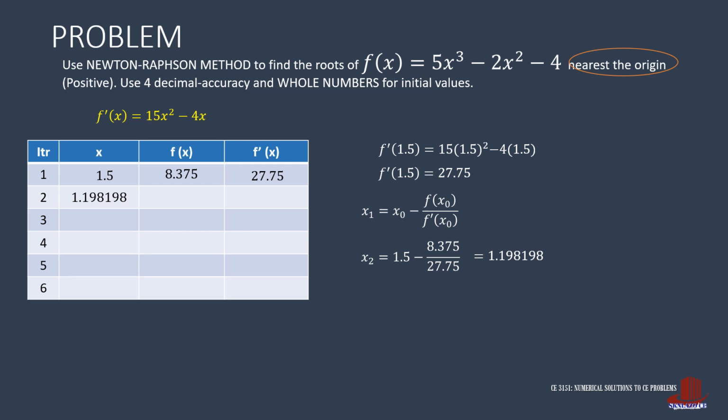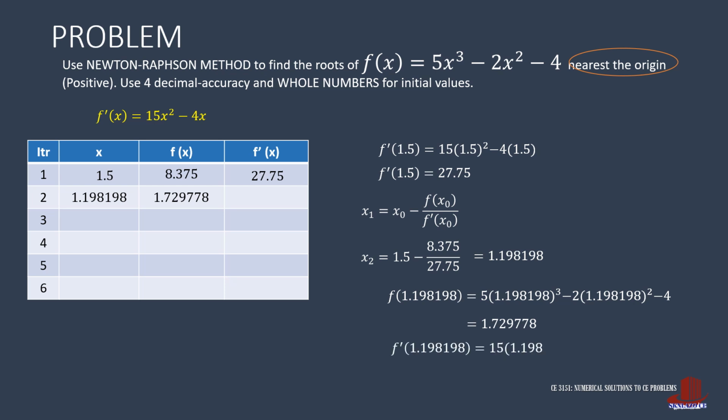1.198198. Solve for f of x, which then becomes 1.729778. Then f prime is solved as 15 times 1.198198 squared minus 4 times 1.198198, which is 16.74239.